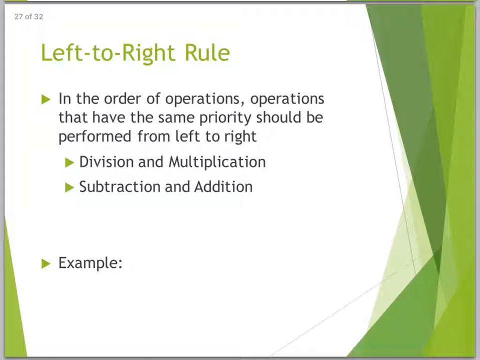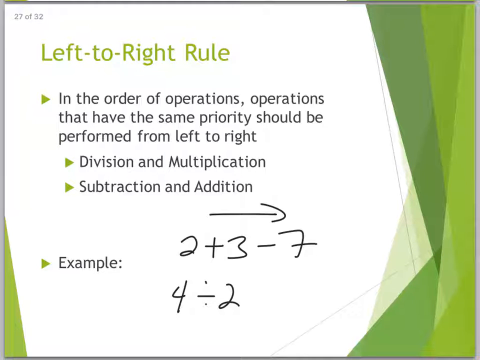So what that looks like, let's say I'm clear down to this. I have 2 plus 3 minus 7, right? You'd go left to right. Or if I had 4 divided by 2 times 8, you wouldn't do 2 times 8 and then do 4 divided by that. No, you do them left to right as you come to them when they have the same priority. So this would be 4 divided by 2 is 2, 2 times 8 is 16. And here, 2 plus 3 is 5, minus 7 is negative 2. So left to right rule.